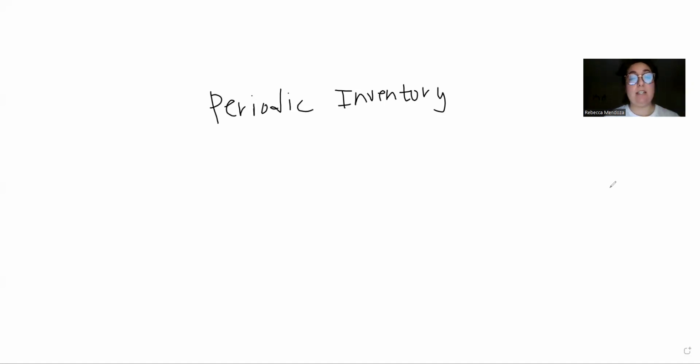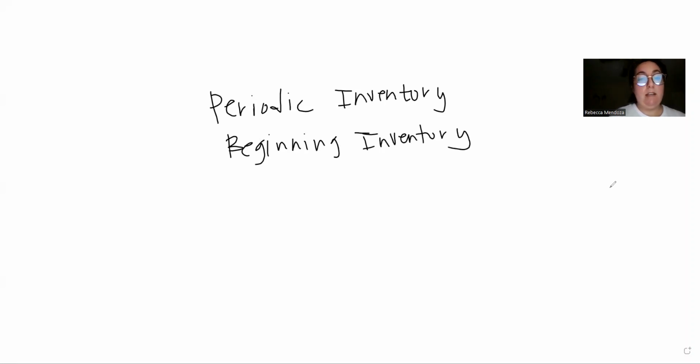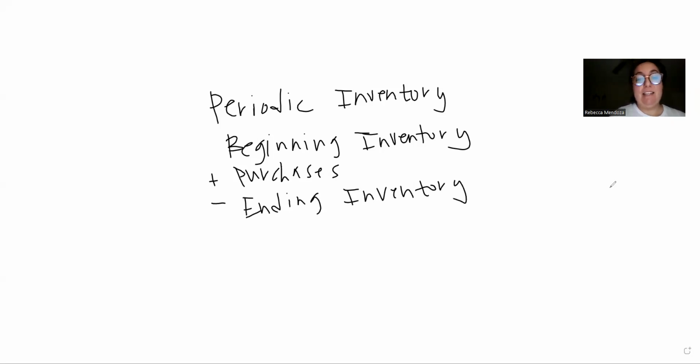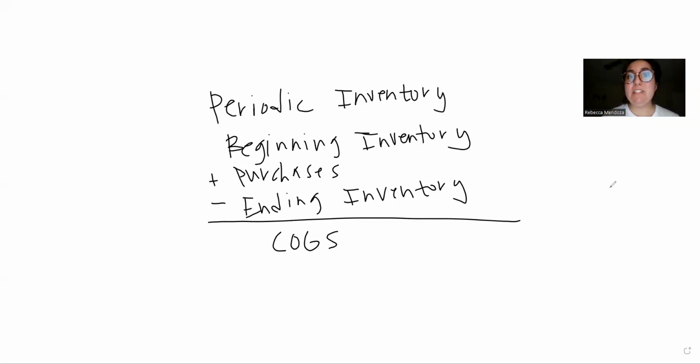So our equation is going to look like this, and it looks very familiar, right? Beginning inventory plus my purchases minus my ending inventory equals cost of goods sold. So I'm sure you're thinking, Miss Mendoza, this looks very similar to perpetual. And that's right, it should. Periodic, though, switches my last two line items right here.